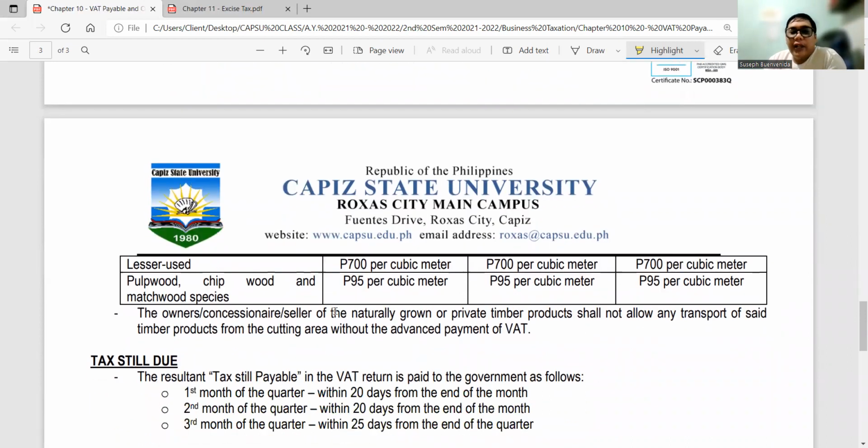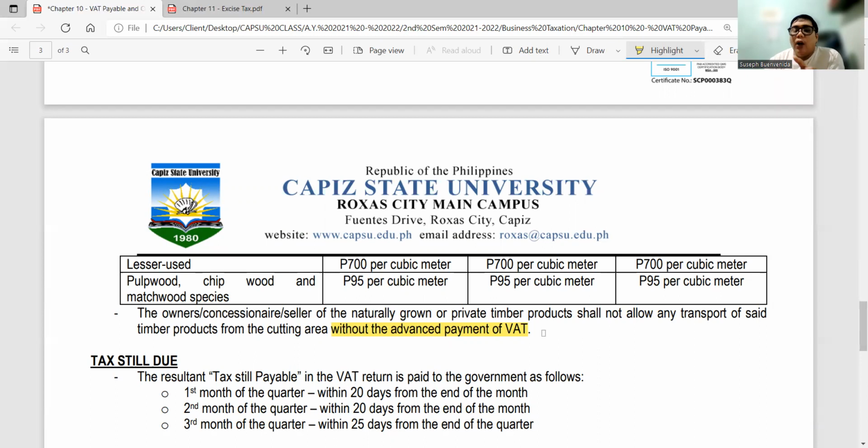So the owner, concessionaire, or seller of the naturally grown or private timber products shall not allow any transport of said timber products from the cutting area without the advance payment of VAT. So before trucking, before cutting the trees, they need to secure a permit from the DENR. You cannot cut trees if you have no permit from the DENR, because there are certain species of trees that are not allowed to be cut, since they are rare or endangered species.